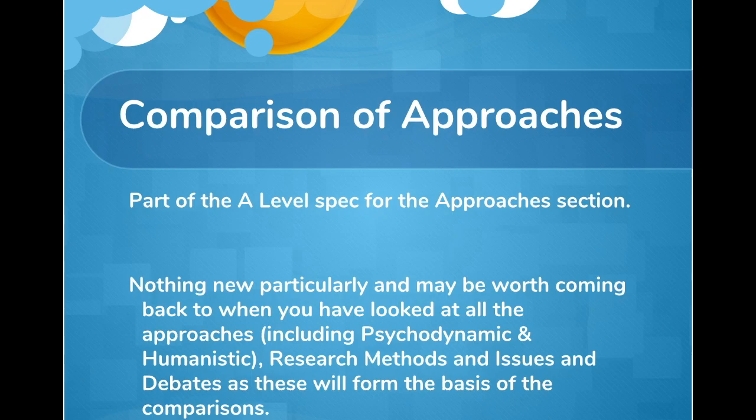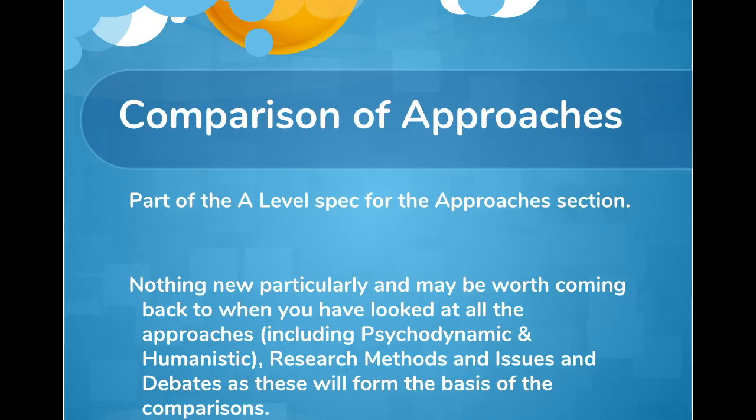The last bullet point on the specification for the approaches topic just says comparison of approaches. What that means is that you do need to be able to compare the approaches, and obviously it is part of the specification. So I'm going to go over that in this video. I think that it's something you should do once you've done everything else, really. You need to know all the approaches, obviously, to be able to compare them.